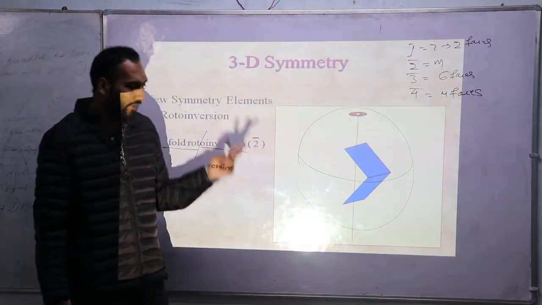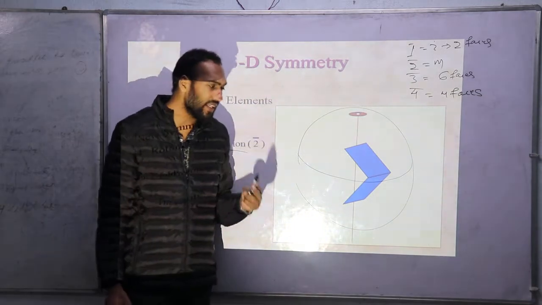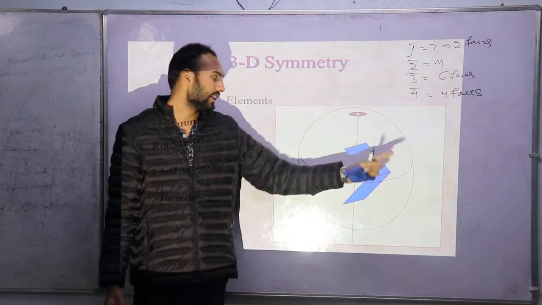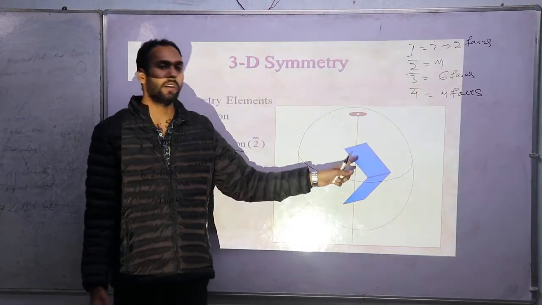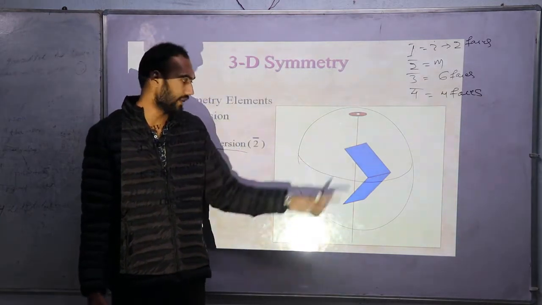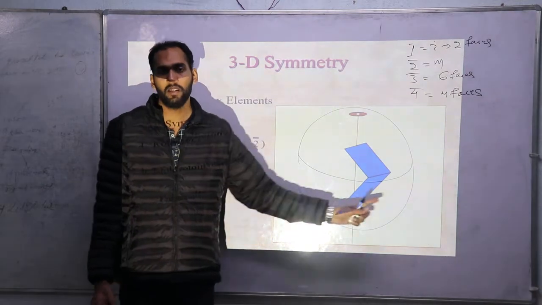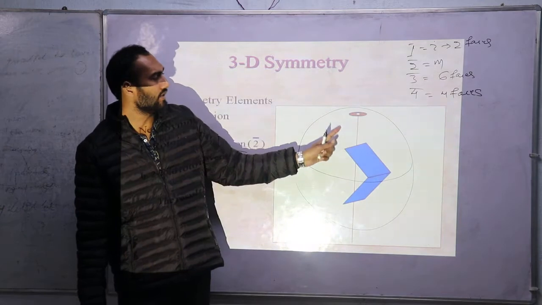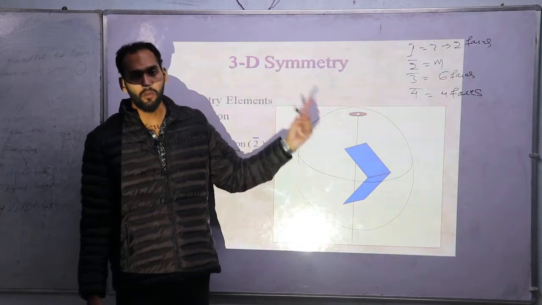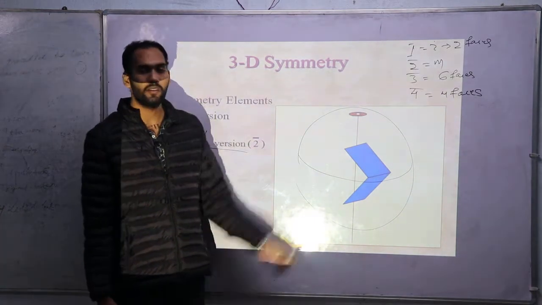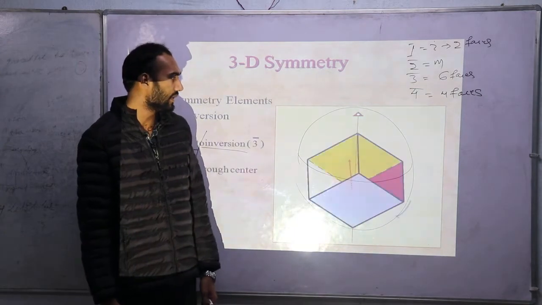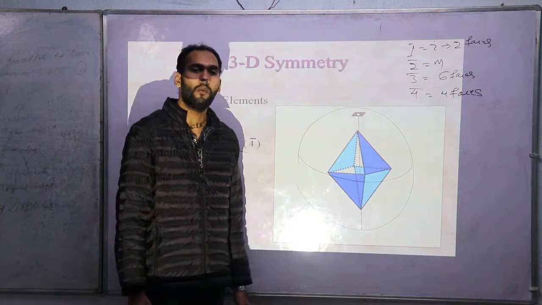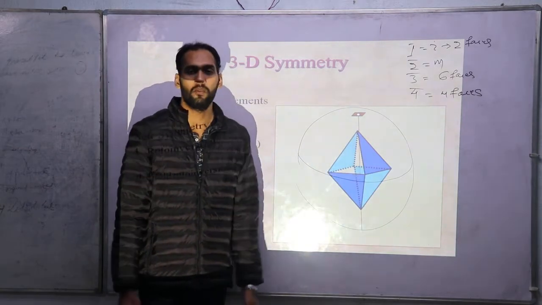Twofold means you have to get the same phase repeated at 180 degrees, but in 360 degree rotation you are getting only one phase. In the lower hemisphere also, in 360 degree rotation you are getting only one phase. So here twofold is reduced to one fold. Similarly here fourfold is reduced to twofold.